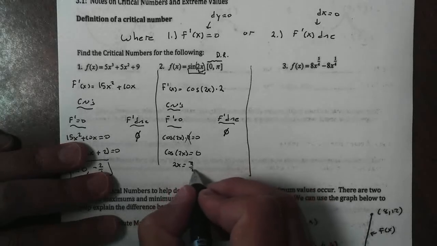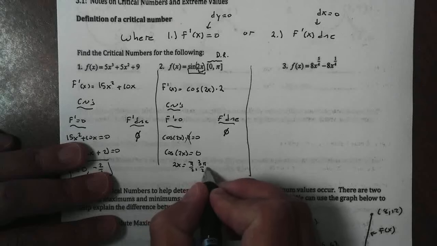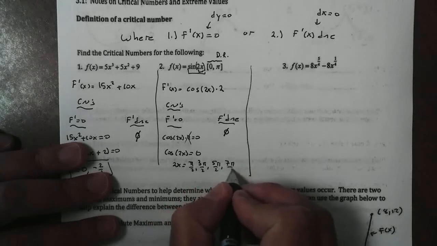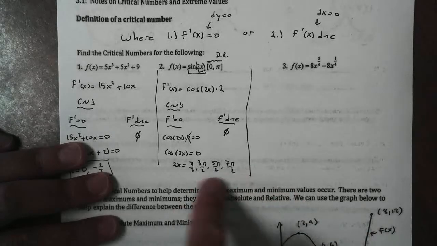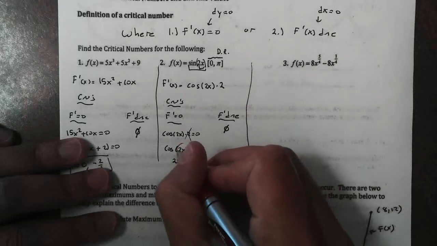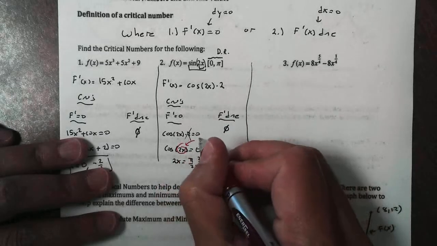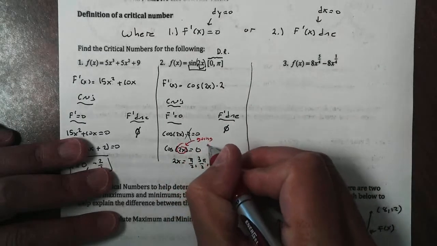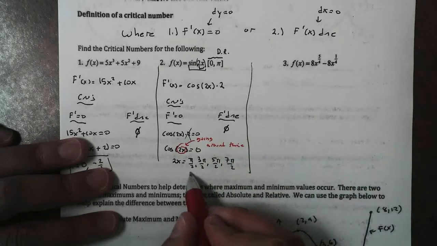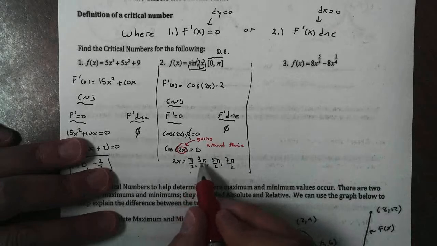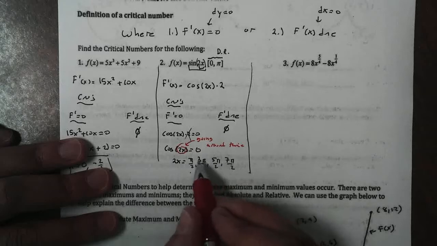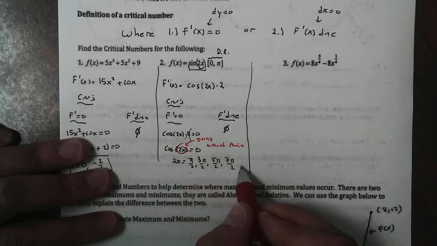Cosine is 0 at pi over 2, 3 pi over 2, 5 pi over 2, and 7 pi over 2. Now, you might be asking, why did I go so many? It's because of this 2x. Anytime you have this 2x, it means we are going around twice. 0 to 2 pi would be pi over 2, 3 pi over 2. 0 then to 4 pi would be 5 pi over 2, 7 pi over 2. I'm always going to write down double what I really want.